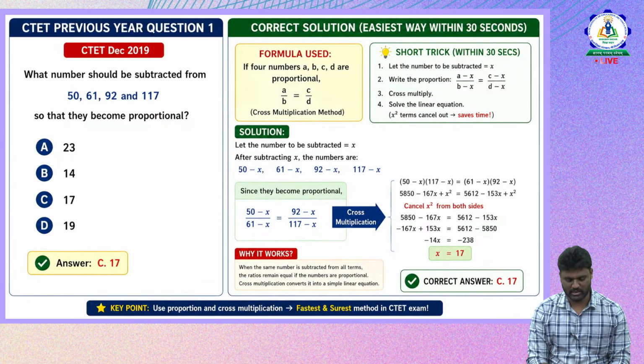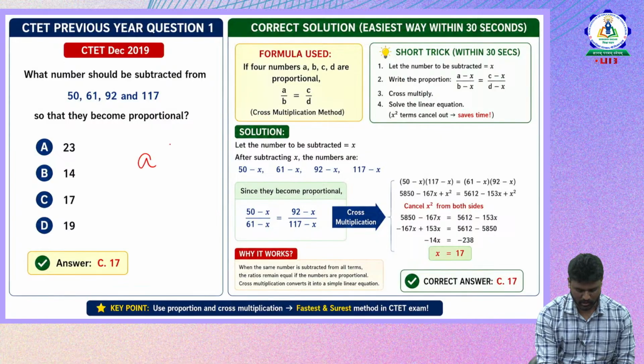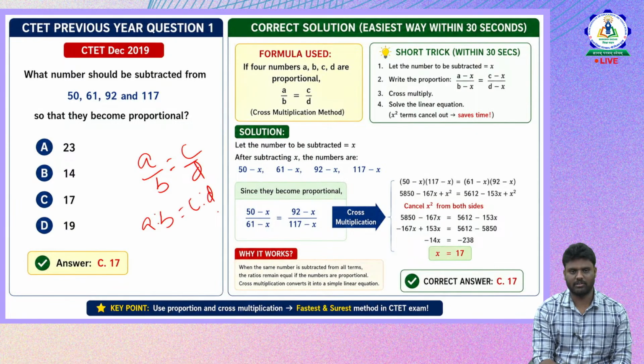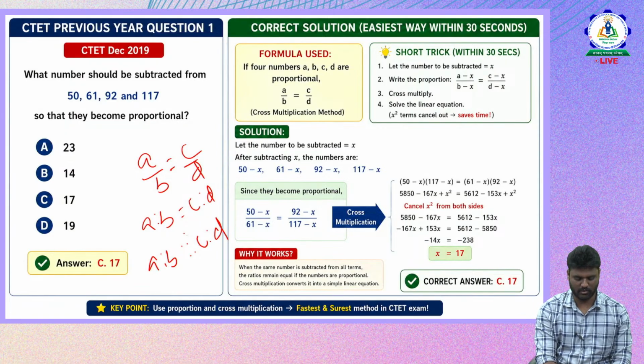Now, what formula can we apply here? Remember the proportion formula, whether it is A by B or C by D, or A is to B or C is to D. When we say that the given numbers are in proportion, A is to B is proportional to C is to D. This we call a proportion.